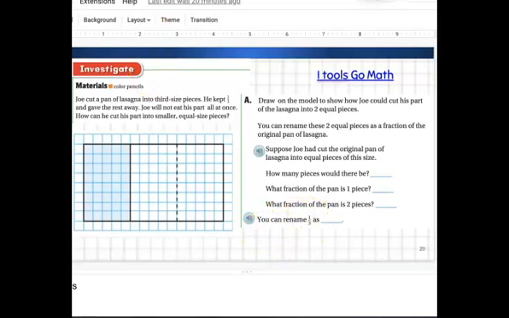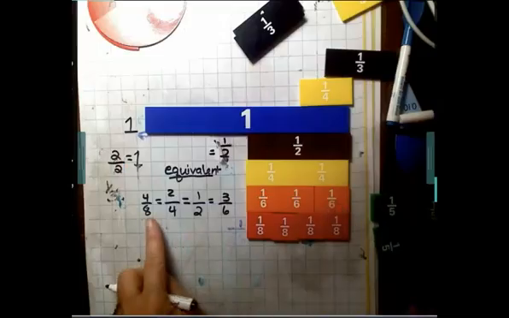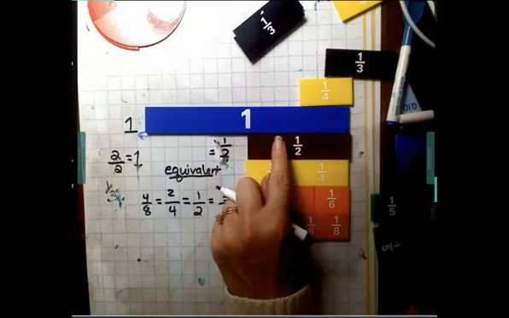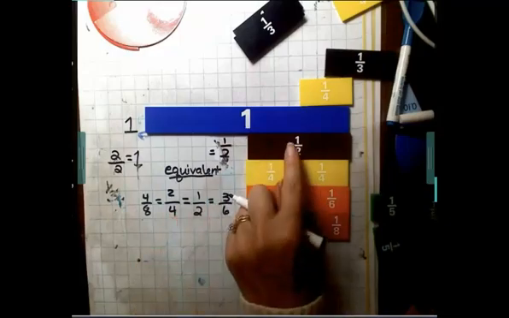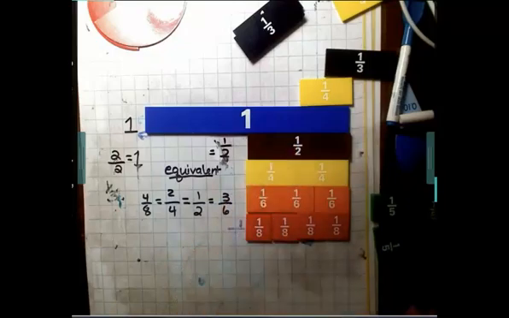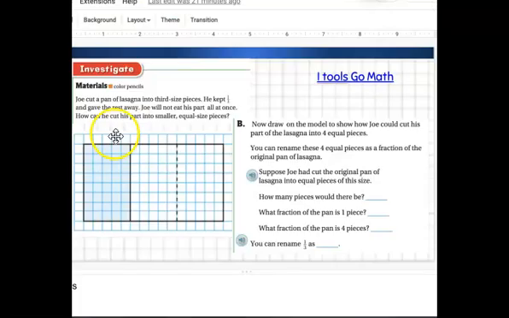In my case, I could rename 1/2 as 4/8, or rename 1/2 as 2/4, or rename 1/2 as 1/2. Well, that wouldn't be renaming. Or rename 1/2 as 3/6. All right, let's go on to the next problem.